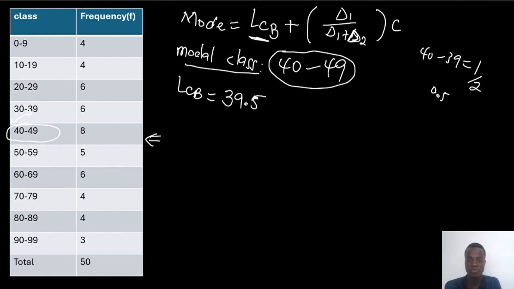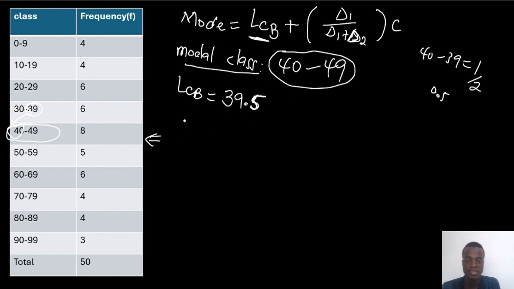This is not something new. We have a full video that explains how to find the class boundaries. But since we are just finding the mode, we don't need all the class boundaries. We just take the difference between the upper limit of the previous class and the lower limit of the current class, that's 39 and 40, which is 1, and we get 0.5. You can see it as adding it to 39, or removing that 0.5 from 40, and you get 39.5. So this is the lower class boundary.